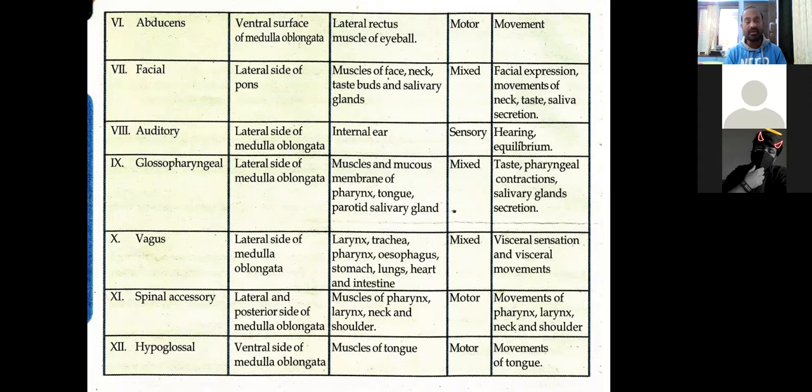Then what is it controlling? It is facial expression, movement of the neck, taste, saliva secretion. All these activities will come under the facial nerve. What all comes under this? Facial nerve is the name. Seventh number is there. Lateral side of the pons, muscles of the face, neck, taste bud and salivary gland are controlled, innervated, mixed in nature.